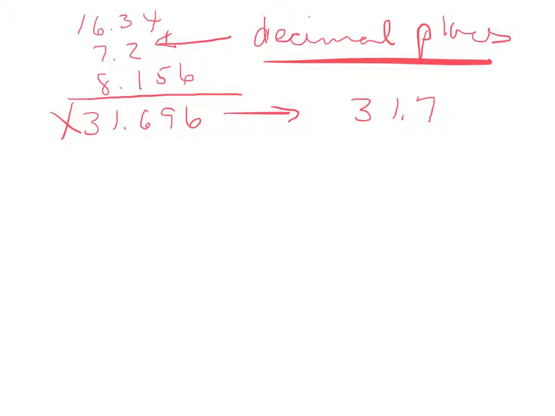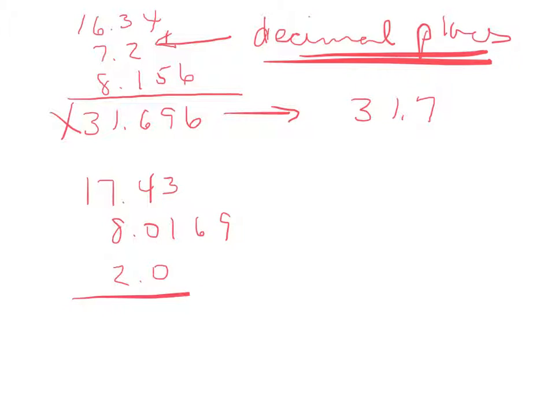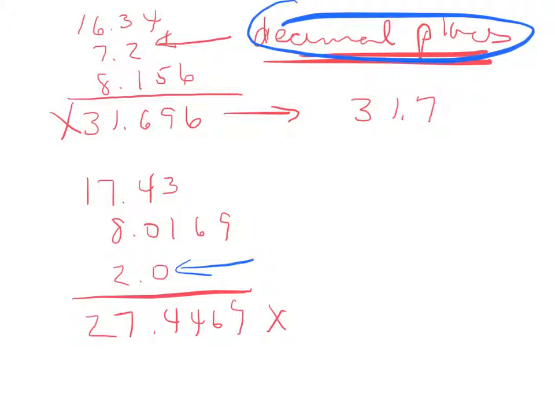It has 1 decimal place, just like the least precise number in our addition. So the answer is 31.7. Suppose I had 17.43, 8.0169, and 2.0. I add these up and get that number. That is not the number we should write down. We look at the one with the least number of decimal places because we're adding these. The least number of decimal places is 1, so our answer is 27.4.